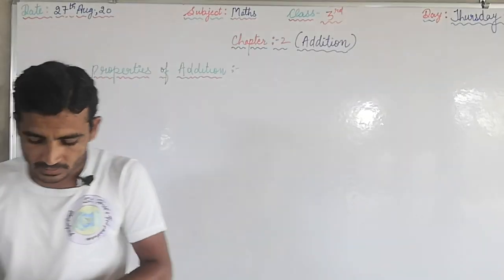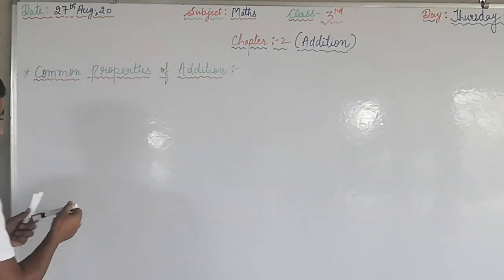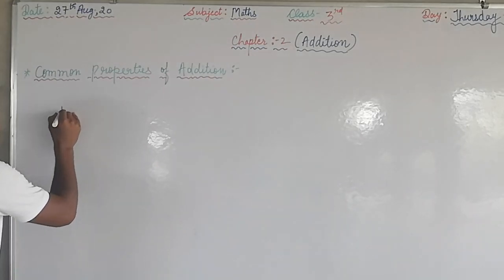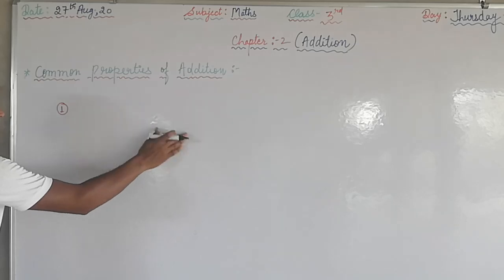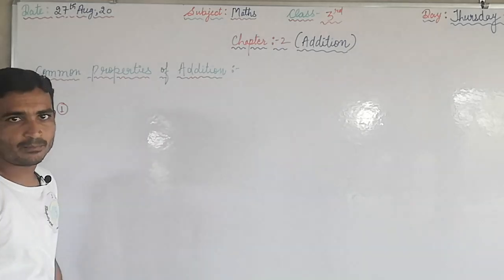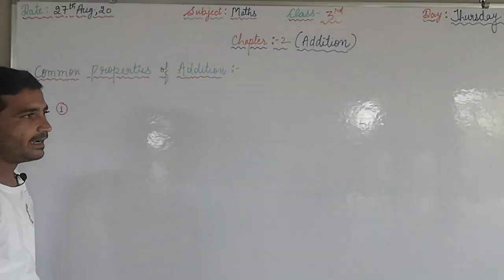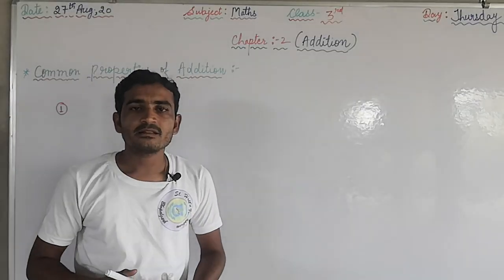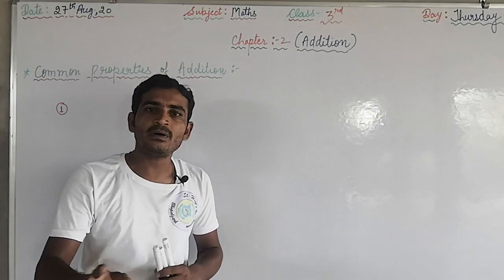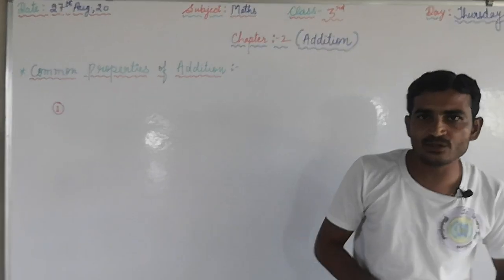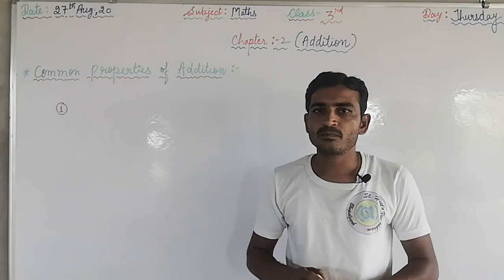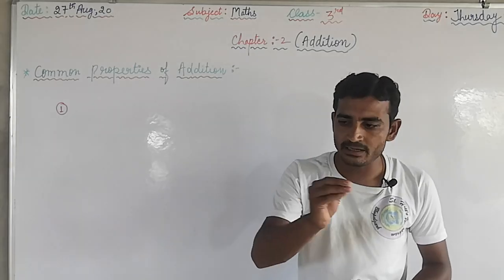So first of all, see the first property. The first property is that if 0 is added to a number, then the result becomes the number itself. I am going to repeat one more time. If 0 is added to any number, then the result is the number itself.